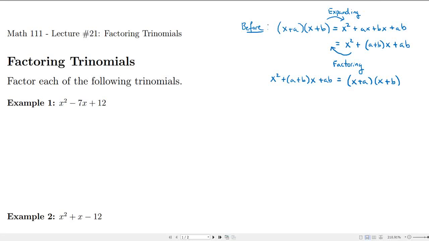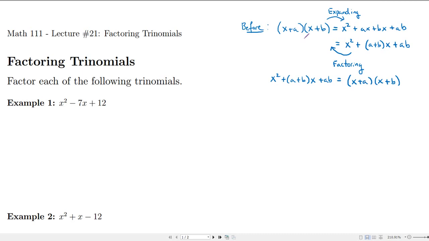Okay, so now we're going to start looking at factoring trinomials. We're going to start with trinomials that have a leading coefficient of 1. Looking back at what we've done already, before we've had factors like the following, where we have an x plus a times an x plus b, and we wanted to expand this, so we wanted to multiply these two things together. And we know how to do that using a couple of techniques.